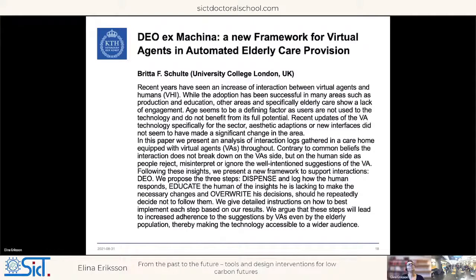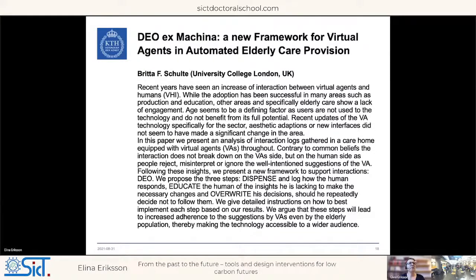In this paper, we present an analysis of interaction logs gathered in a care home equipped with virtual agents throughout. Contrary to common beliefs, the interaction does not break down on the VA side, but on the human side, as people reject, misinterpret, or ignore the well-intentioned suggestions of the VA. Following these insights, we present a new framework to support interactions, DEO.